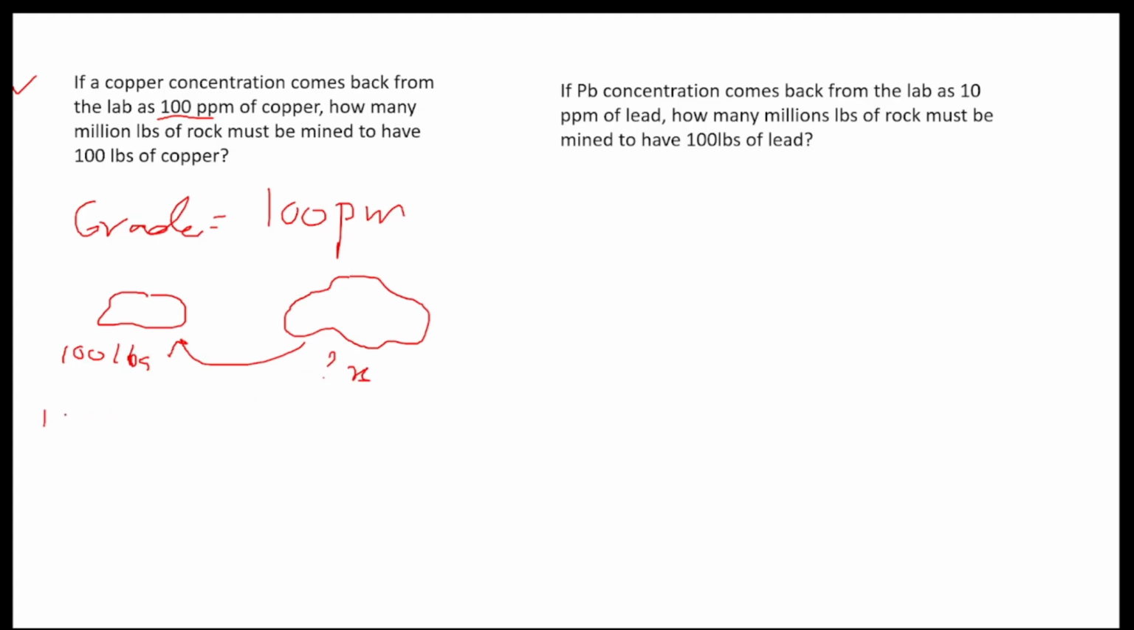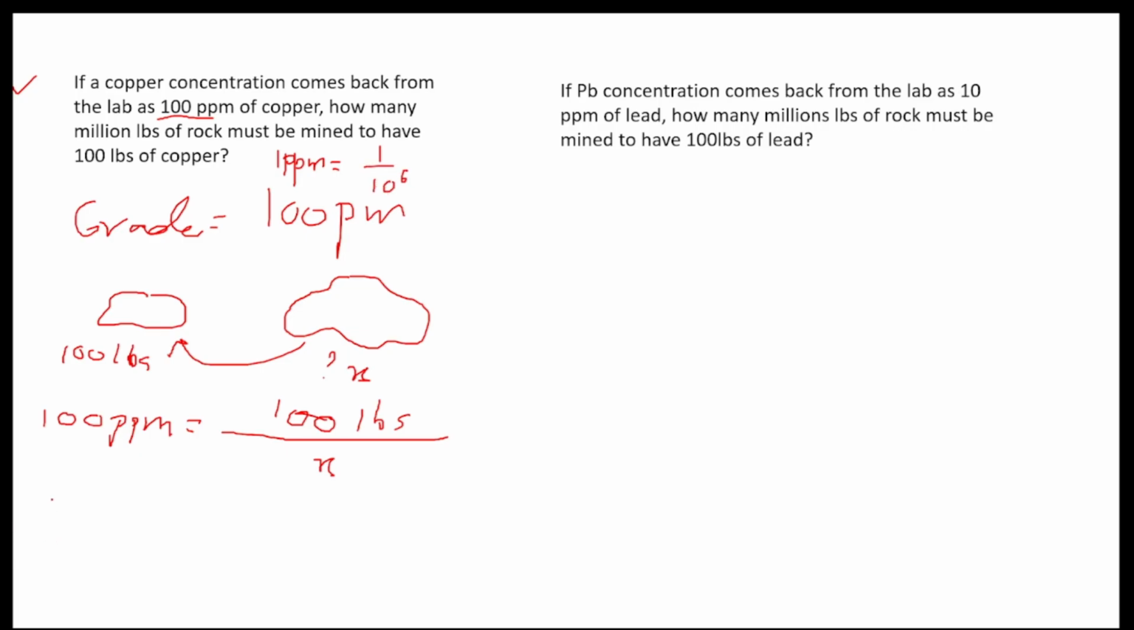So grade is 100 ppm. The amount of copper metal extracted is 100 pounds. We have to find x. So one thing you should remember here: 1 ppm is equal to how much? It is a conversion unit. 1 ppm is equal to 1 by 10 raised to power 6.